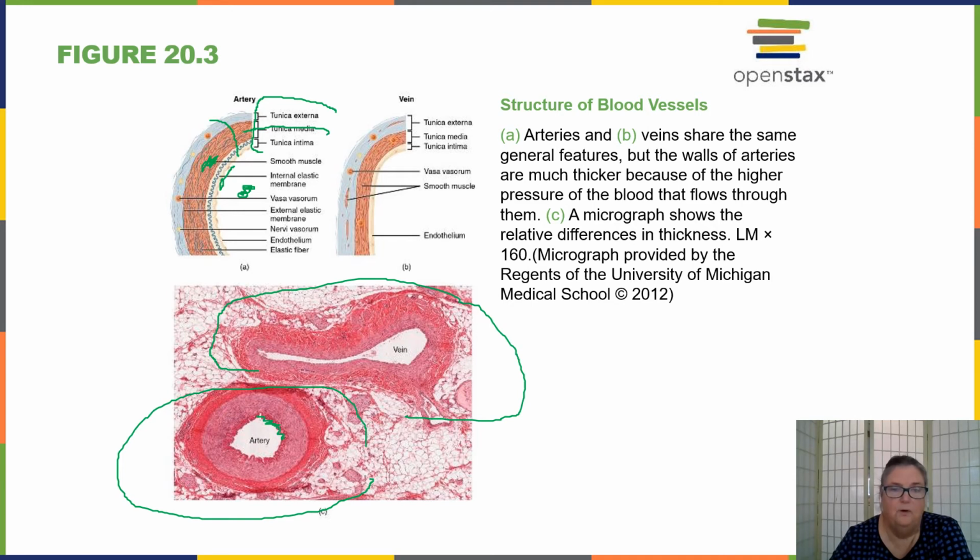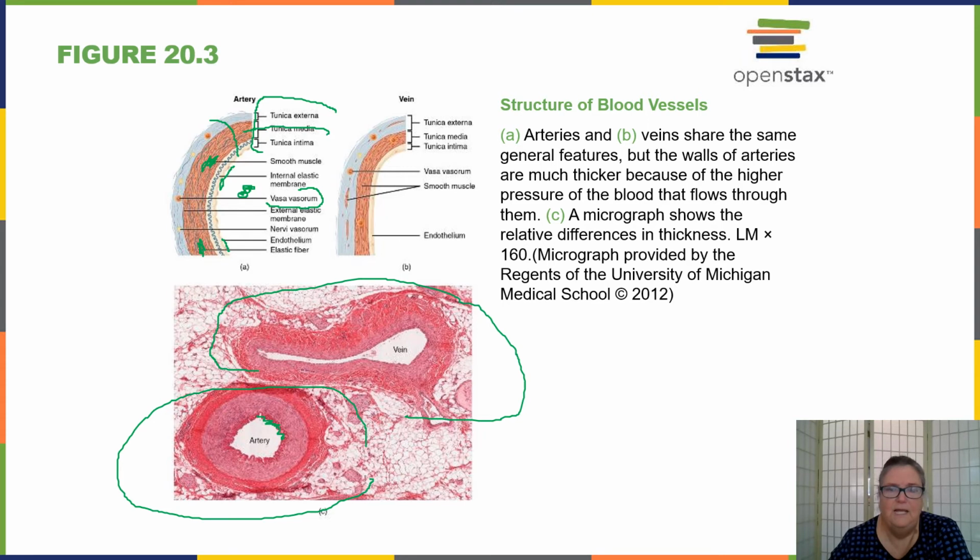Now, here's an interesting word, vasa vasorum. Vasa vasorum. These are little tiny blood vessels. So vasa vasorum is the vessels of the vessels. So we actually have a blood supply in the larger arteries to the smooth muscle. All right. We've got an external membrane. We've got some nerves. We've got an endothelium on the inner lining, and that's to keep that smooth so that there's no friction as the blood flows through. And then we also have our elastic fibers in that tunica media.